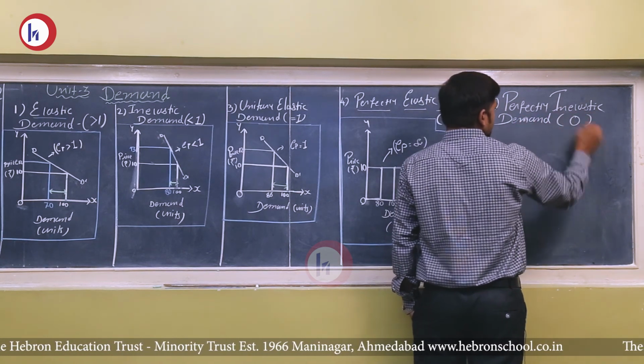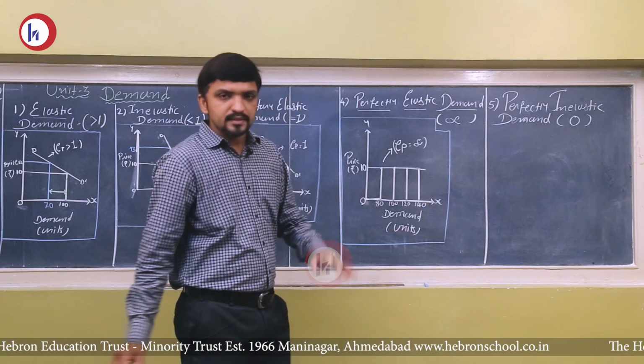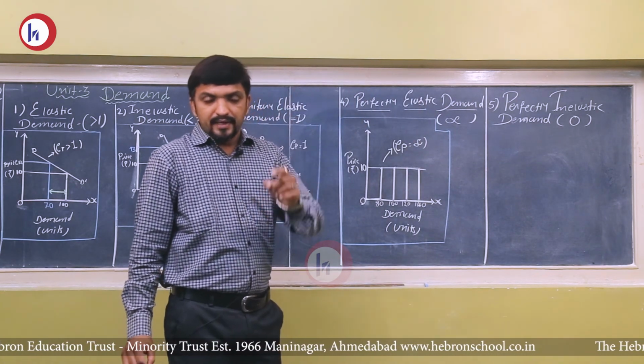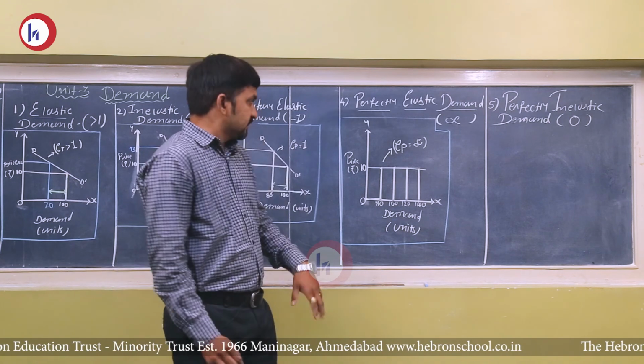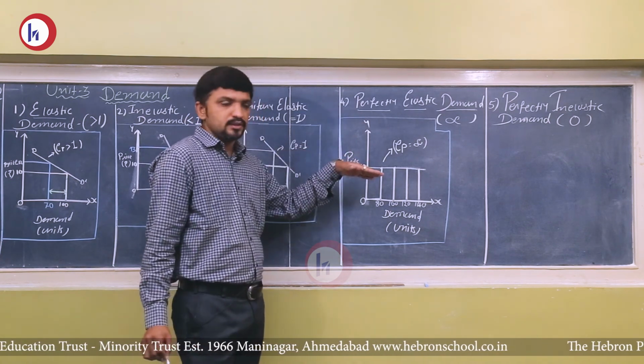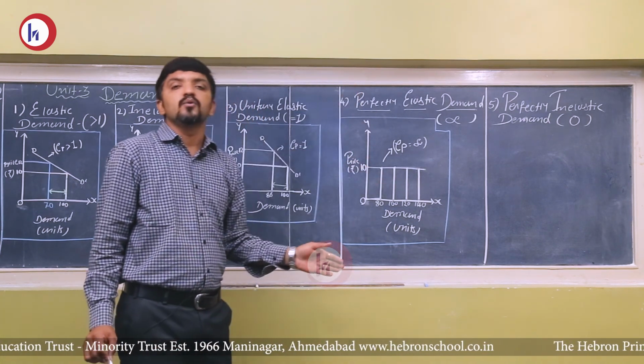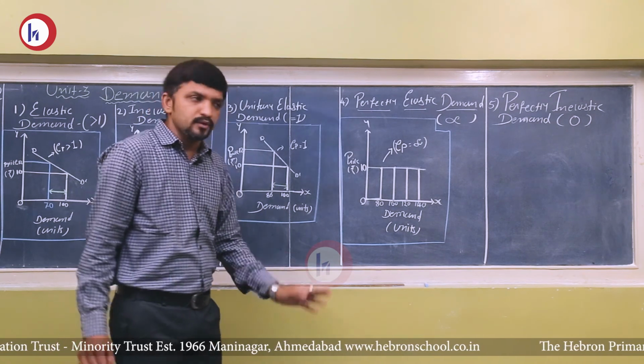Perfectly inelastic demand, and the answer would be 0. And things to remember while drawing a figure: the fourth one is horizontal, then the fifth one would be vertical. Fifth one would be vertical.